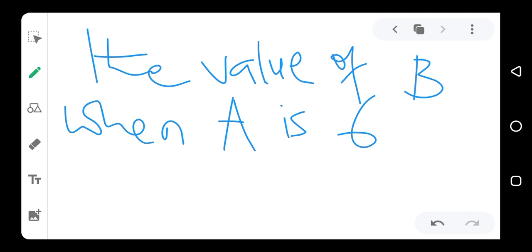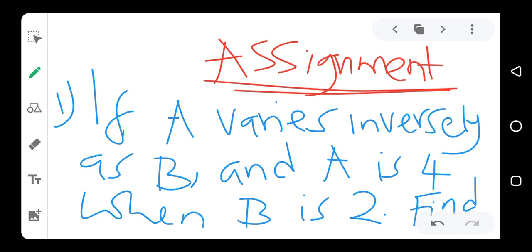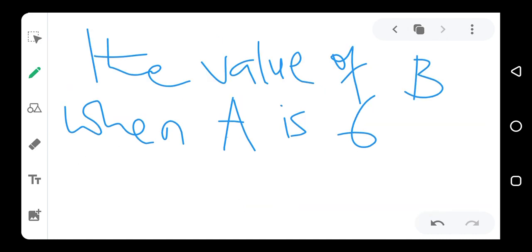The first assignment says, if A varies inversely as B and A is 4 when B is 2, find the value of B when A is 6. Now the second thing you are going to do here is to look for the constant. What is the value of the constant in this variation?